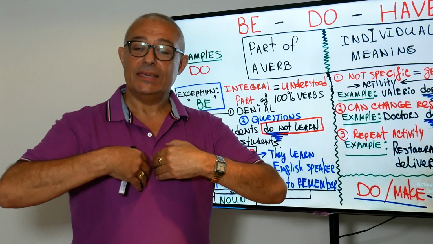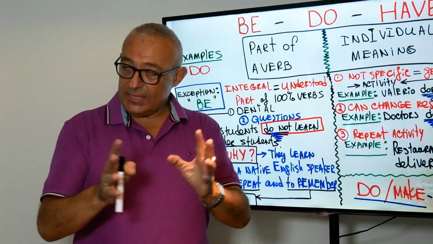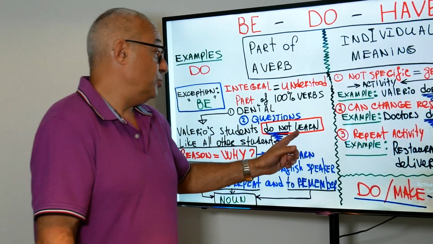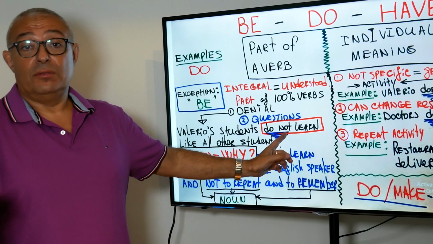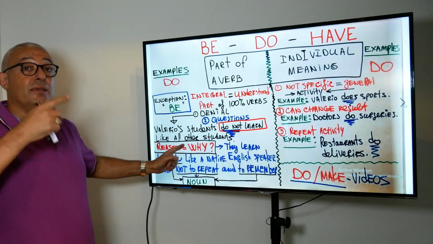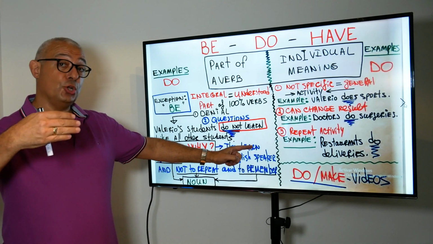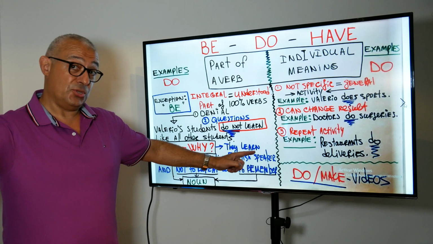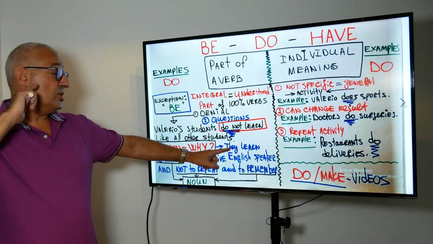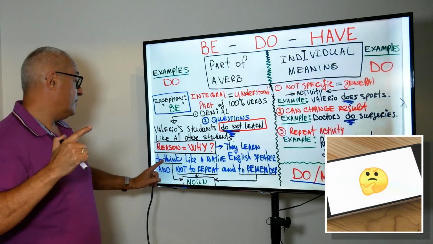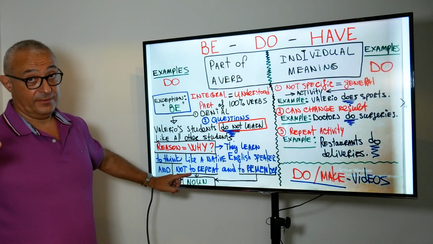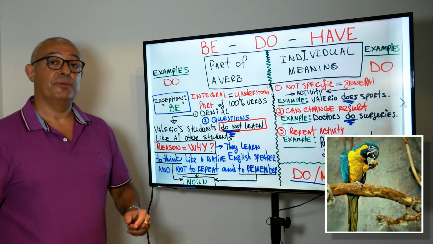So what I need is a system, an easy system that I can learn. And then all I have to do is put any verb that I want, and it will make perfect sense. So why don't Valerio students learn like all other teachers teach? That's because Valerio teaches his students to think like a native English speaker and not to repeat and to remember.